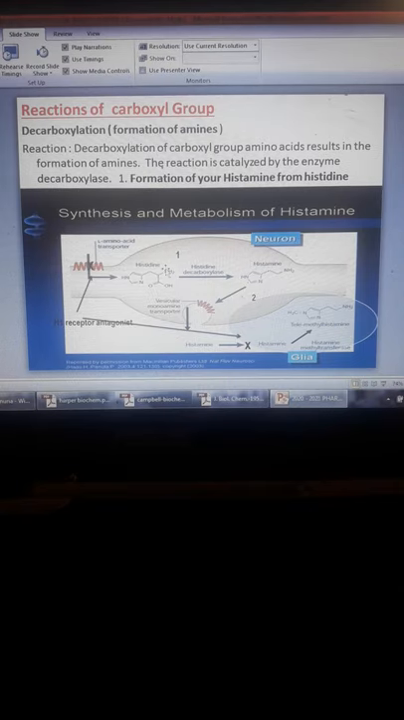Next, reactions of the carboxyl group. So, decarboxylation, the reaction of decarboxylation of the amines. Decarboxylation of the carboxyl group in amino acids results in the formation of amines. The reaction is catalyzed by an enzyme, decarboxylase, in the formation of histamine from histidine. Histidine is transported by the L-amino acid transporter and it binds with the receptor. When histidine is present in the neuronal cells, it is decarboxylated by an enzyme known as histidine decarboxylase to form histamine. This histamine is transported by vesicular monoamine transporters and it will enter the glial cells.